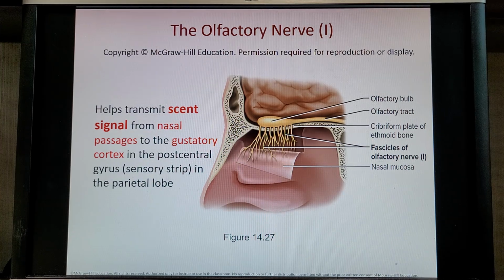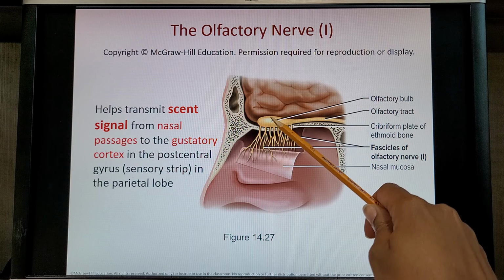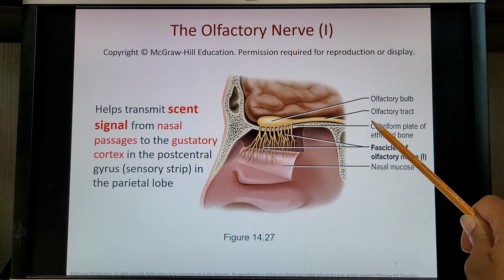On the outside of the cribriform plate, the little dots on the outside, those are actually holes, allowing for the passage of these nerves into the olfactory bulb and then on to cranial nerve number 1.